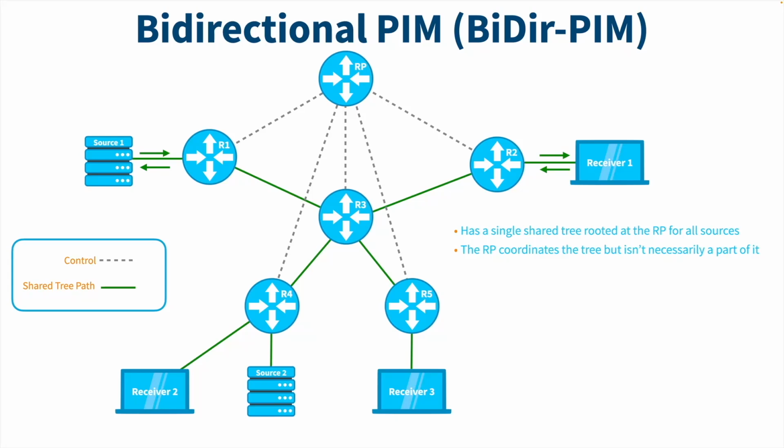Notice the solid green lines on screen, that represents the tree. And although the RP is communicating out to the different routers and coordinating the formation of this tree, it's not part of it. Traffic is not flowing through the RP, and we call it bidirectional PIM because we've got bidirectional flow on all links. And we might even have a device on this tree or multiple devices that are receivers part of the time and senders part of the time.